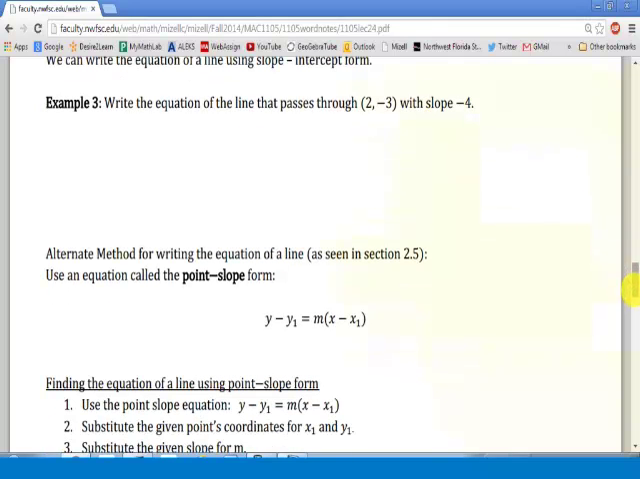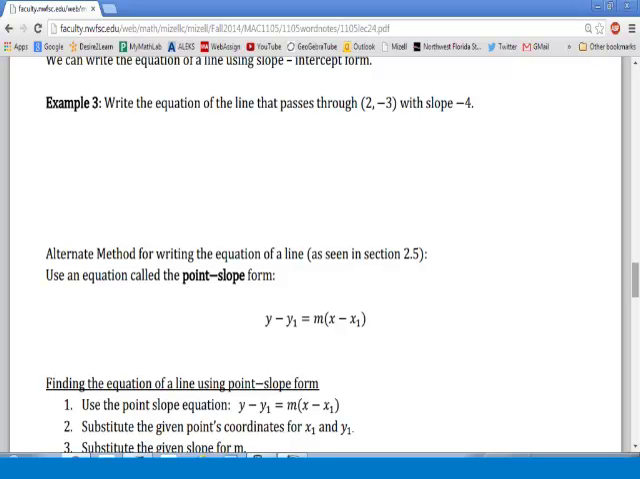If we have some information about a line, some of the applications in the next section, we'll have some data points that are given, and we'll need to be able to construct a linear function that matches that particular set of conditions. If we know, for example, a point on the line, and either someone tells us or we can figure it out on our own, the slope of the line, we'd like to be able to write an equation of that line.